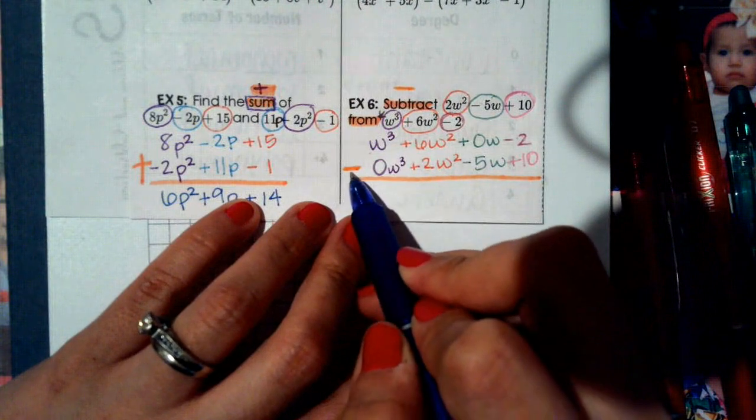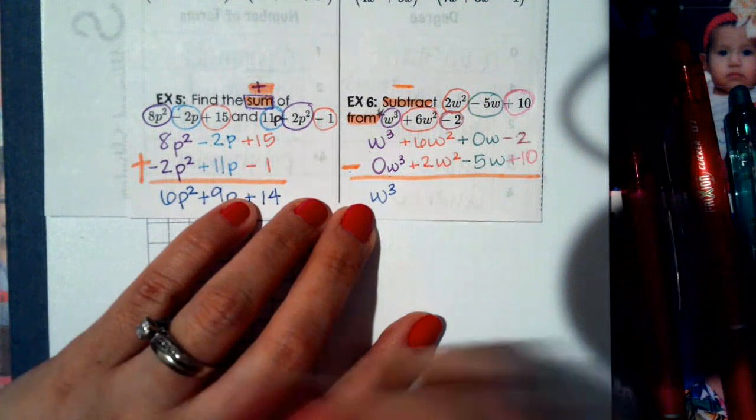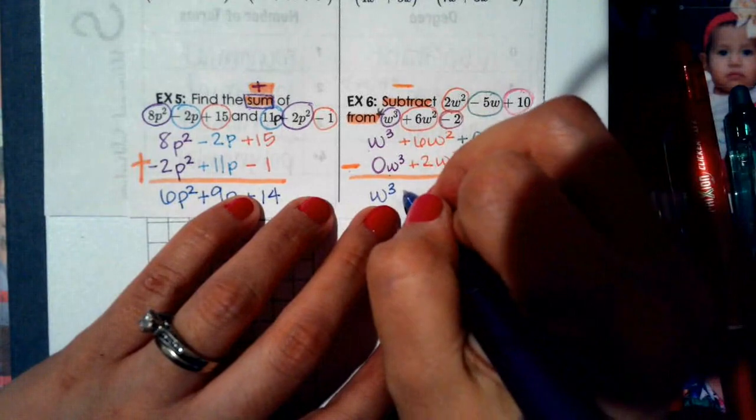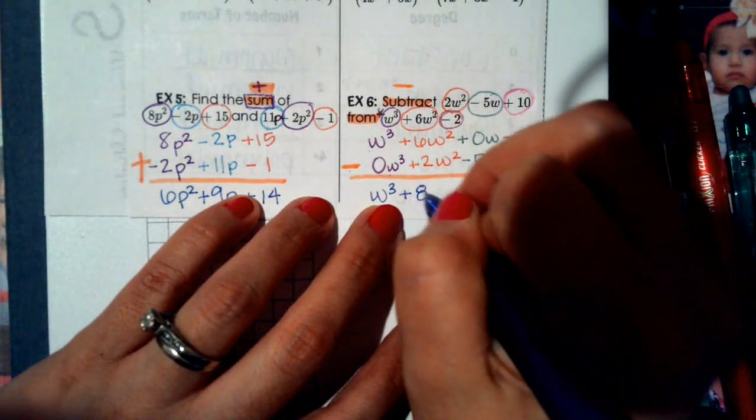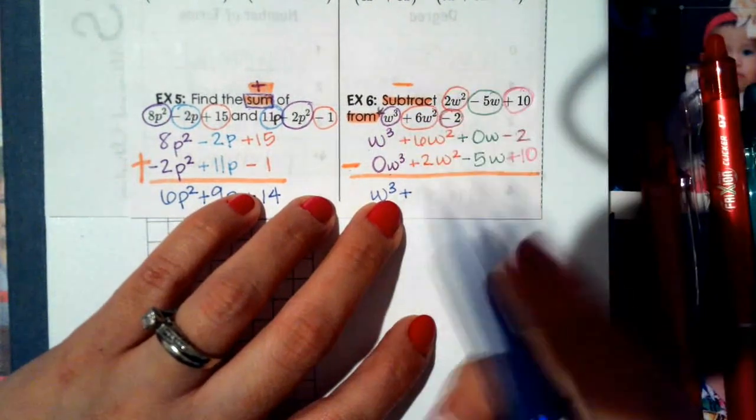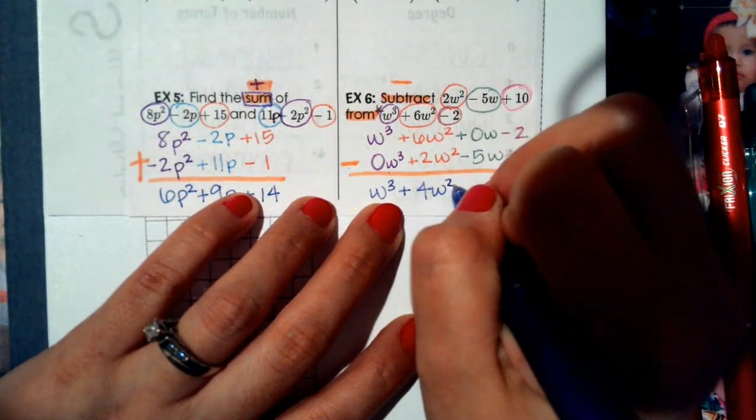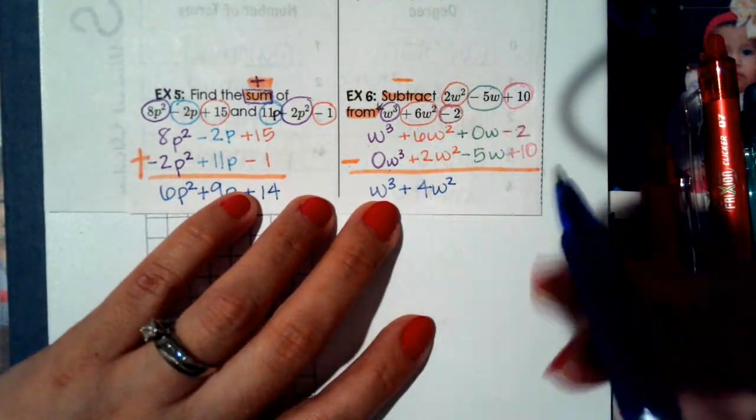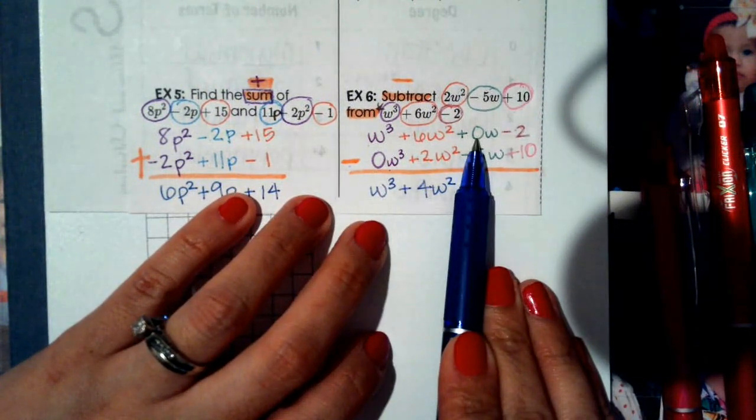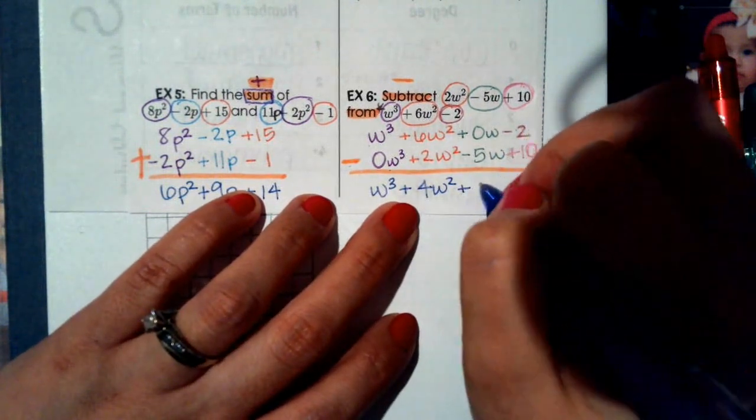W to the third power minus 0w to the third power just leaves me with w to the third power. 6w to the second power minus 2w to the second power leaves me with positive 8w. Oops, sorry, not 8w. I was subtracting. 6 minus 2 is 4w to the second power. And then we have 0 minus negative 5w. Again, 0w minus negative 5w, which is actually a positive 5w.